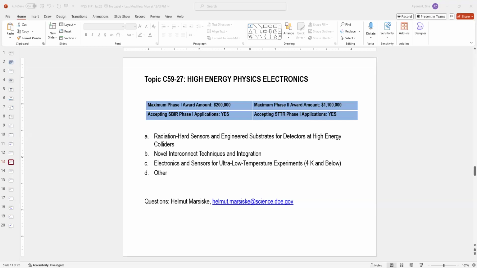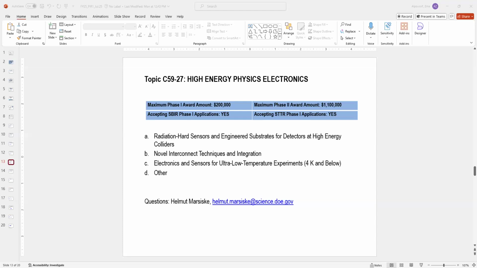Typically, this is currently done in silicon, but we're also interested in other materials, preferably wide bandgap materials like silicon carbide. Another requirement is that these sensors need to be radiation hard, where the radiation dose they see is a strong function of distance to the beam and can reach very high, into the hundreds of megarads.